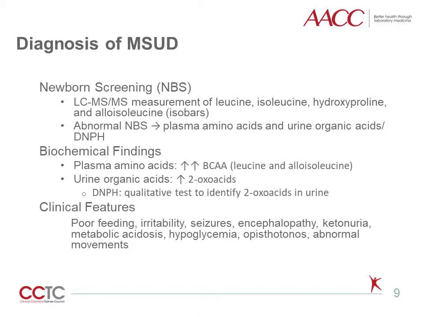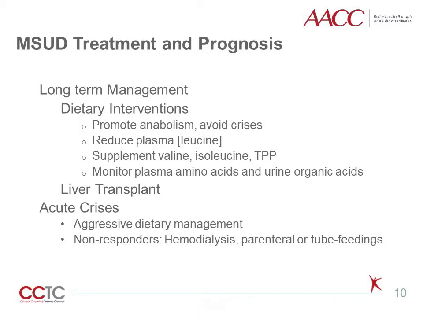The management of maple syrup urine disease is primarily based on dietary control of branched-chain amino acid intake and prevention of catabolic crises by nutritional supplementation.